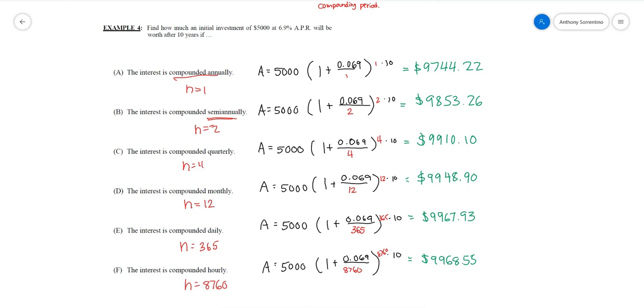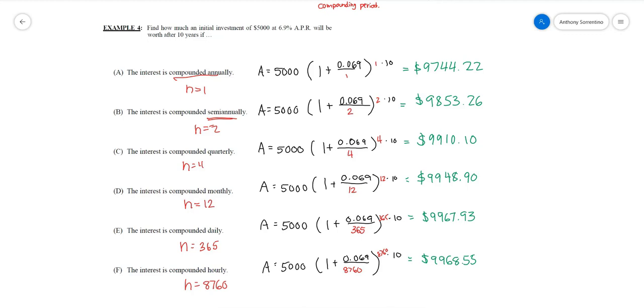If I go quarterly, I end up with $9,910.10. Now it's even higher, but if you look at the difference, this splits it into four pieces and applies it four times a year. It's not as big of a jump as when I went from 1 to 2. Here I'm going from 9,853 to 9,910. So I'm going up roughly $57, a little less than that actually. The first one was a good 100 and some dollars, 109. This was more like 57.